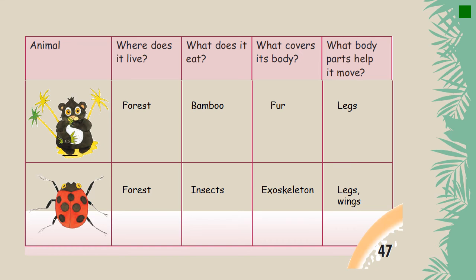Here we have a ladybug. A ladybug lives in the forest. What does it eat? It eats insects. And what covers its body? Its body is covered with exoskeleton. When I say exoskeleton, it is the hard outer layer that covers and supports its body. So now, what body parts help it move? Its legs and wings.